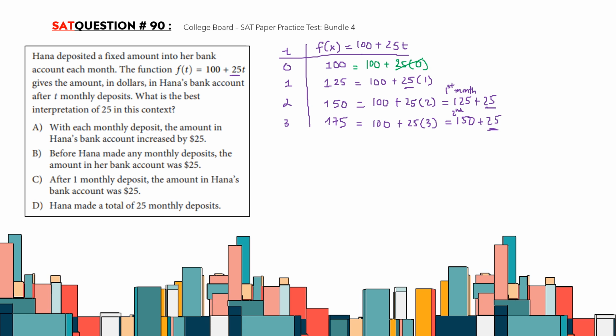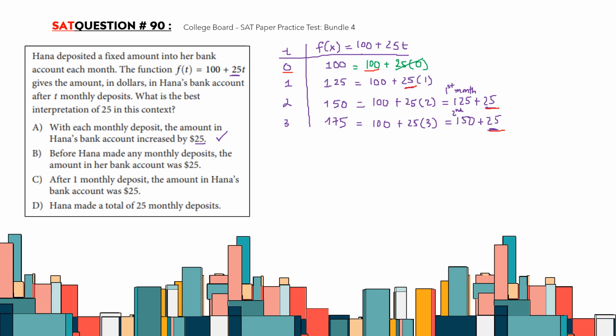With A, with each monthly deposit, the amount in Hannah's bank account increased by 25. That looks right. After each month, we see that 25 is added. The 100 at t equals 0 means it's the principal, the first amount she has in her bank account at first.